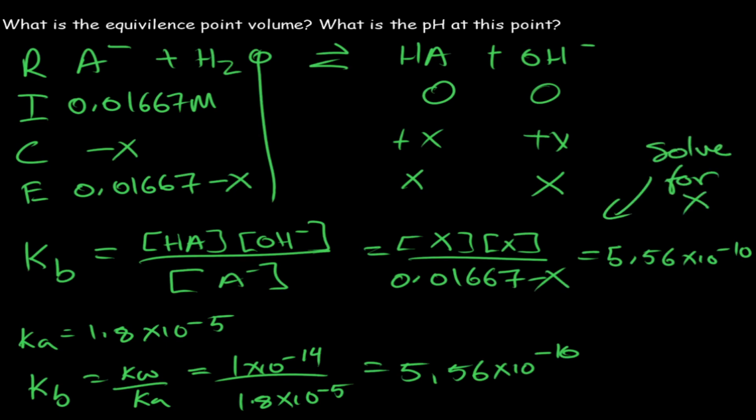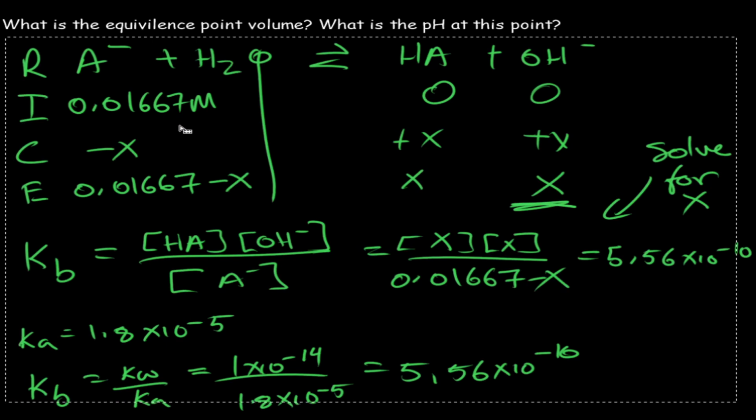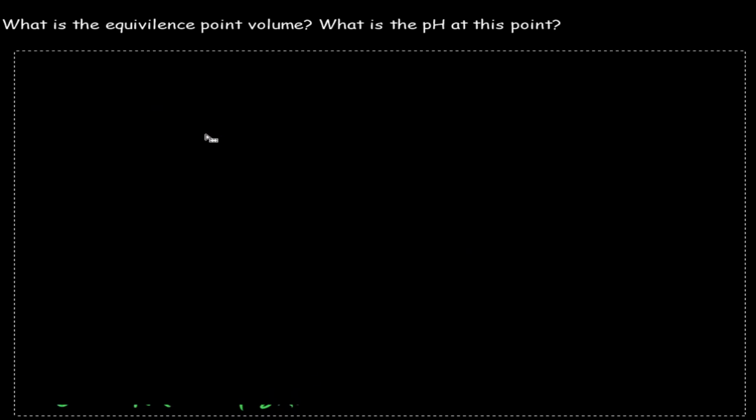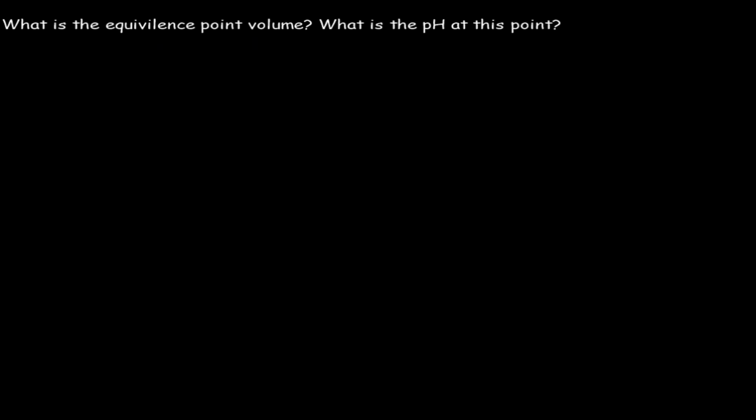But this time, X is not giving us our H plus value, it's going to be giving us our OH minus value. So if we do the negative log of our X, we'll be getting our pOH, so we have to do 14 minus that to get our pH. So again, there's two ways we solve for X. One's the approximation method, and if that doesn't work, we'll go to our quadratic formula.